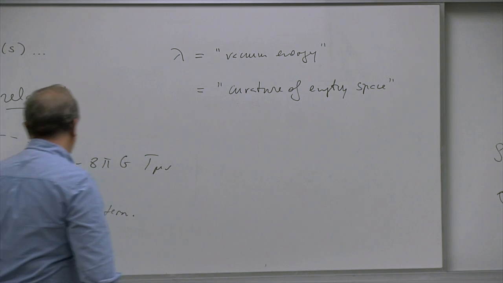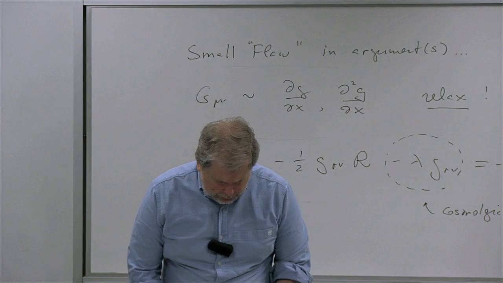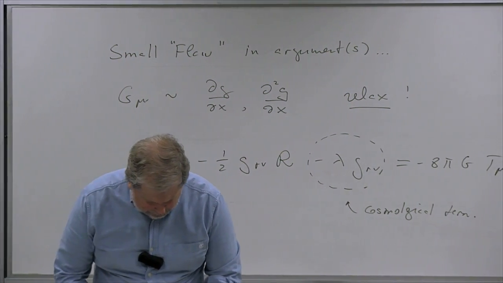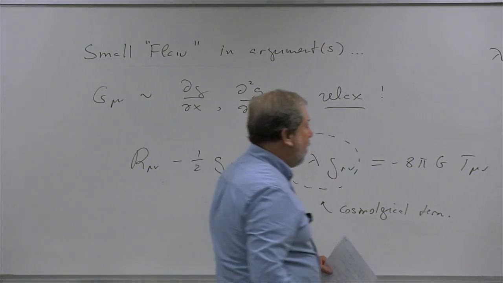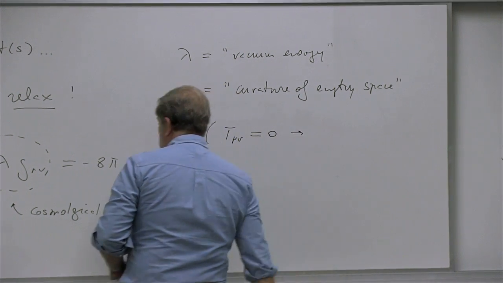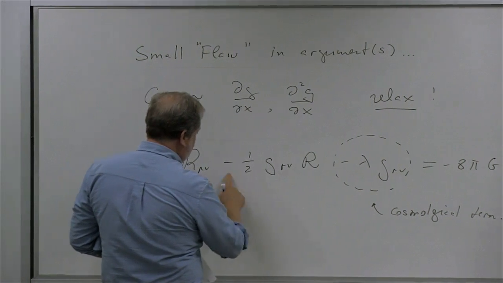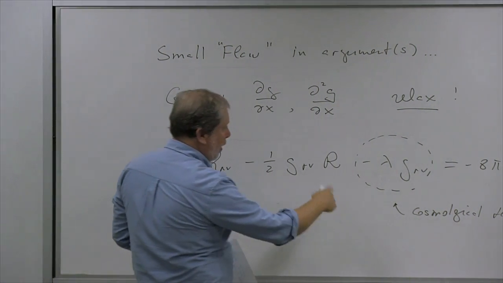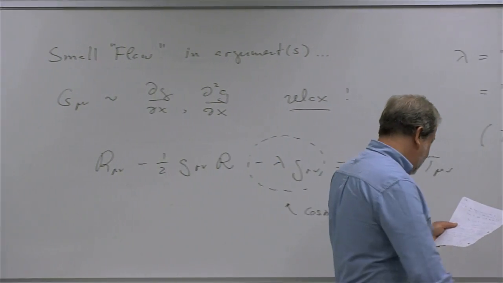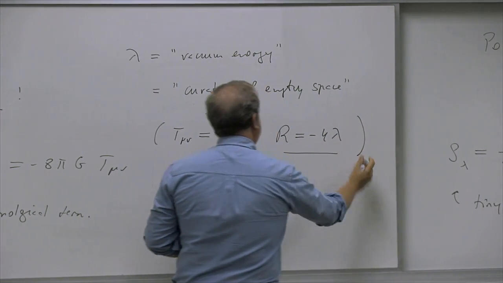It's a curvature of empty space because when you look at the field equations, they acquire a non-zero curvature even when T mu nu is 0. If T mu nu is 0, then this part here is 0. And when you take the trace, this gives R. This gives -1/2 times 4 times R. And the trace of G mu nu is again 4. So you get R is equal to -4 lambda.